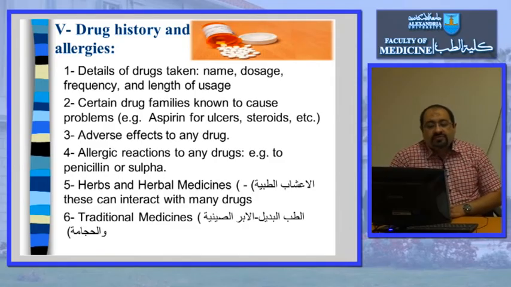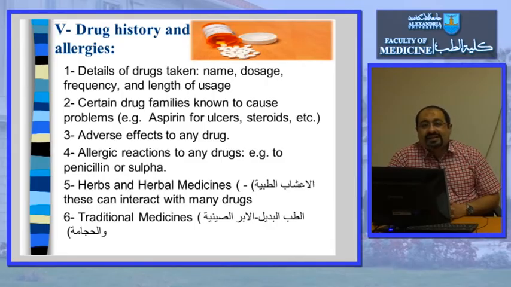Drug history and allergy. It's important to know that drug history is not drug listing. It's not just saying that the patient is taking this and this and that. It should not only be the list of the drugs, it should be the details of the drugs that the patient is taking: the name, the dosage, the frequency, and for how long the patient has taken this medication. And also you should know about the adverse effects of the drug, whether the patient is compliant on the drug or not, and why he is not compliant.